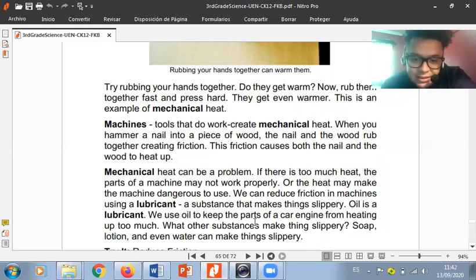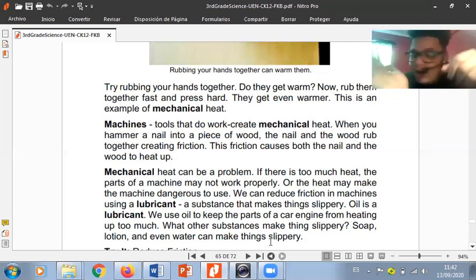Okay, what other things make things slippery? Soap, lotions, and even water can make things slippery. So, for example, think about cars. What could happen if the car doesn't have oil? All the pieces of iron of the car will be in contact, and after some time these things will become very warm and very hot. And this can make the car not work. For that reason, we use oil.